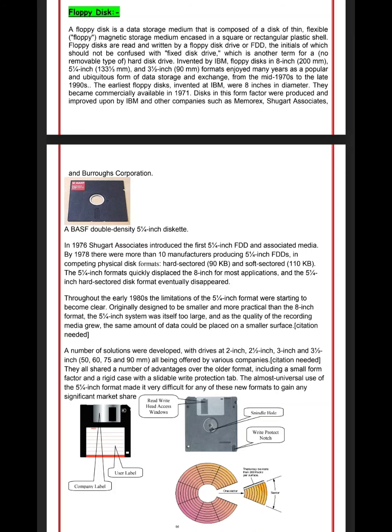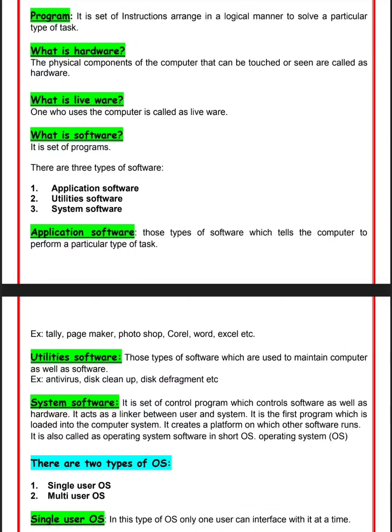Program. It is a set of instructions arranged in a logical manner to solve a particular type of task. What is hardware? The physical components of a computer that can be touched or seen are called hardware. What is liveware? One who uses the computer is called liveware. What is software? It is a set of programs. There are three types of software: application software, utility software, system software.